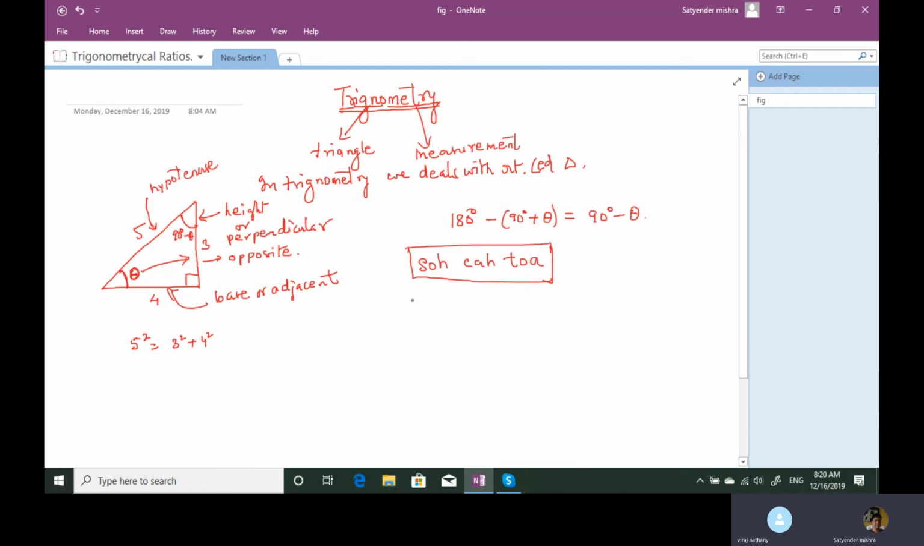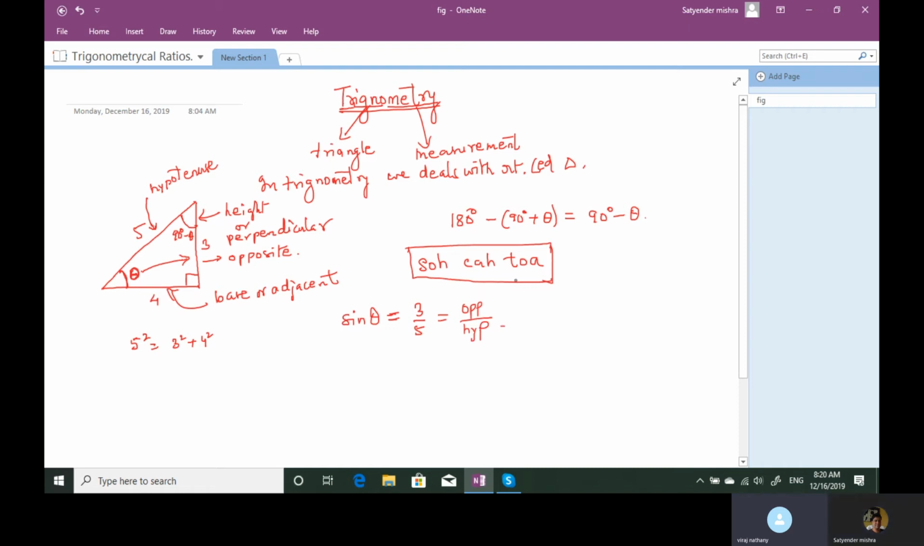So, SOH: sine theta is equal to opposite by hypotenuse. What is opposite? The value of opposite is 3. And what is the value of hypotenuse? 5. So sine theta is opposite by hypotenuse.